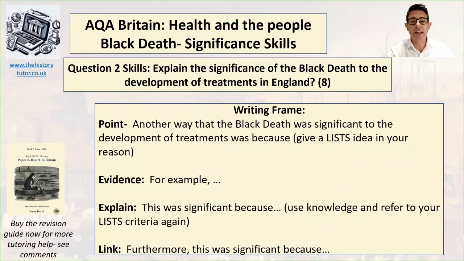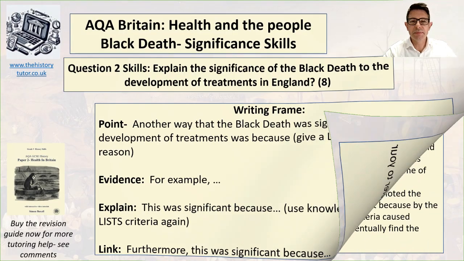Okay, so now give a second paragraph a go. Maybe you can think about long-term impact, or maybe even linked to today, perhaps, if you can. As you can see, a writing frame there: you just say another way the Black Death was significant to the development of treatment was, give your reason using lists, give some evidence about the Black Death, and then explain the impact. If you're doing long-term, you might want to link to some events further on in time. So pause me now and give it a go. So here's my idea then.